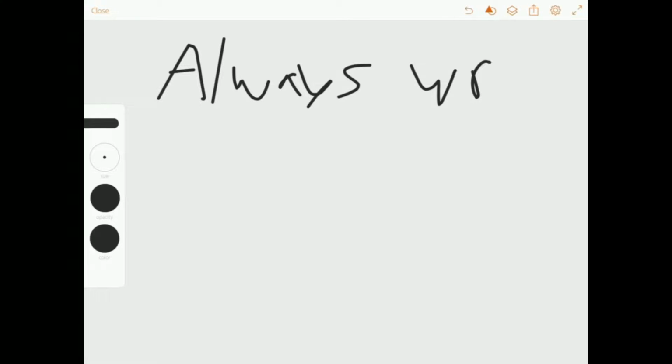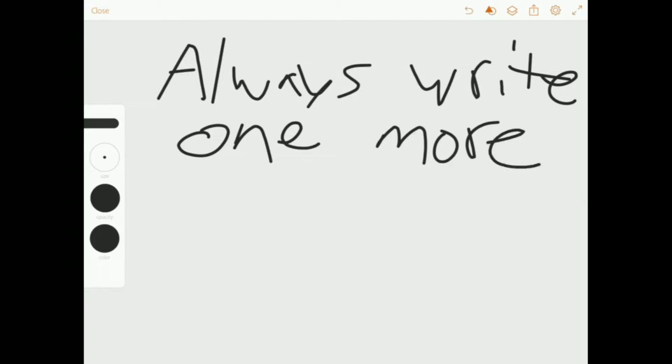Okay, so get ready for some generalities here. One of the biggest tips I'd have for any budding comic strip artist is always write one more. And I'm going to try to put that over here at the top so you can at least see it as you're skimming through this video, not actually paying attention. So always write one. This is terrible. I can hardly spell. I mean, that's barely legible.